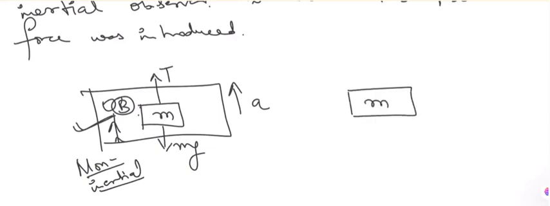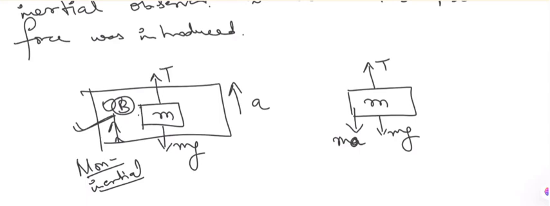This is non-inertial. Why? Because the person who is observing the activity is moving. Are you getting my point? Okay, so how can you correct it? You can correct it like this: here is the tension force, here is the mg force. Now you have to add one extra pseudo force which acts against the action.